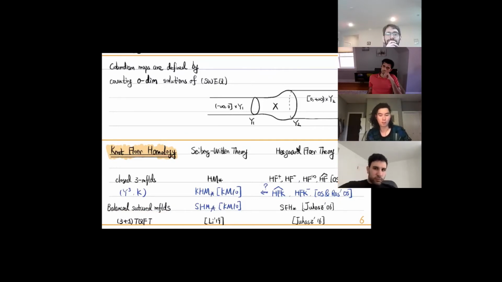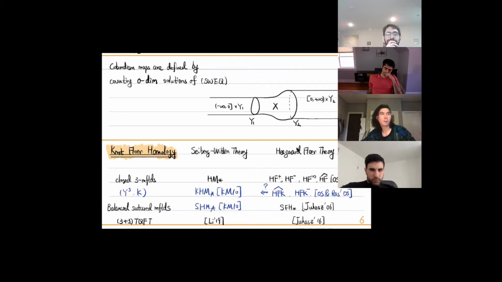But I guess the problem is, if you follow this strategy, then the 3+1 TQFT structure is relatively difficult to verify. So this was only proved by Juhász in 2016, that sutured Floer homology is a functor from the sutured cobordism category. And a similar result was only obtained by Zhenkun last year for its Seiberg-Witten analog.